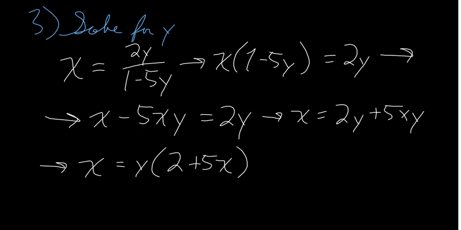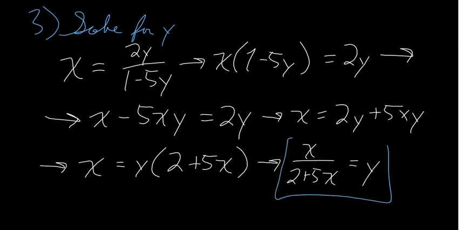And then we're going to divide both sides by 2 plus 5x. So we've got x over 2 plus 5x is equal to y. Okay, so we have now officially solved for y. Y is all by itself, and we solved for it.